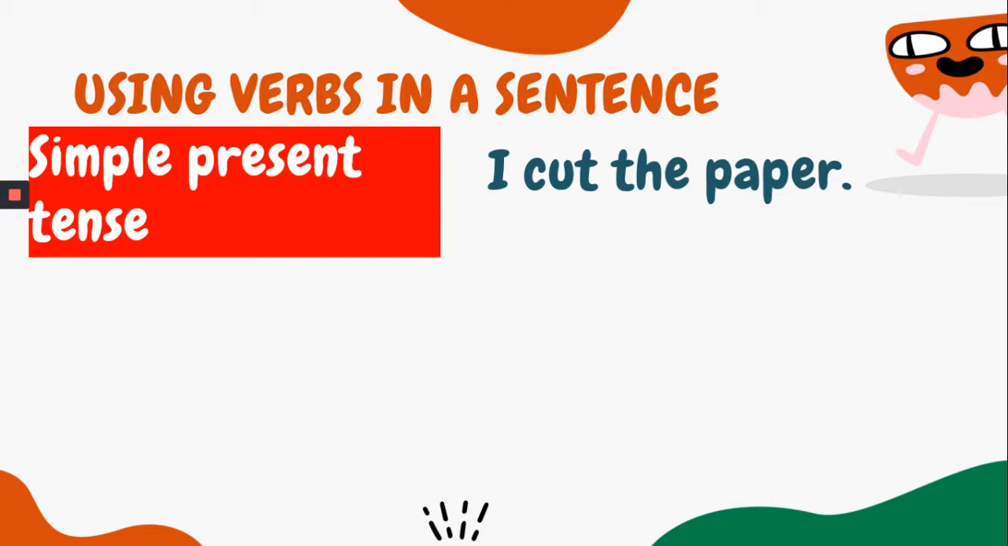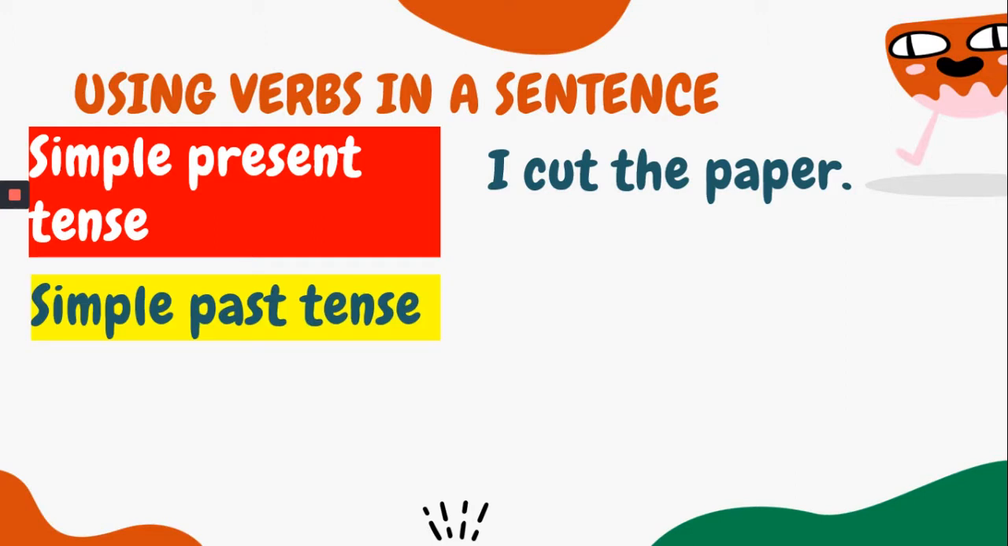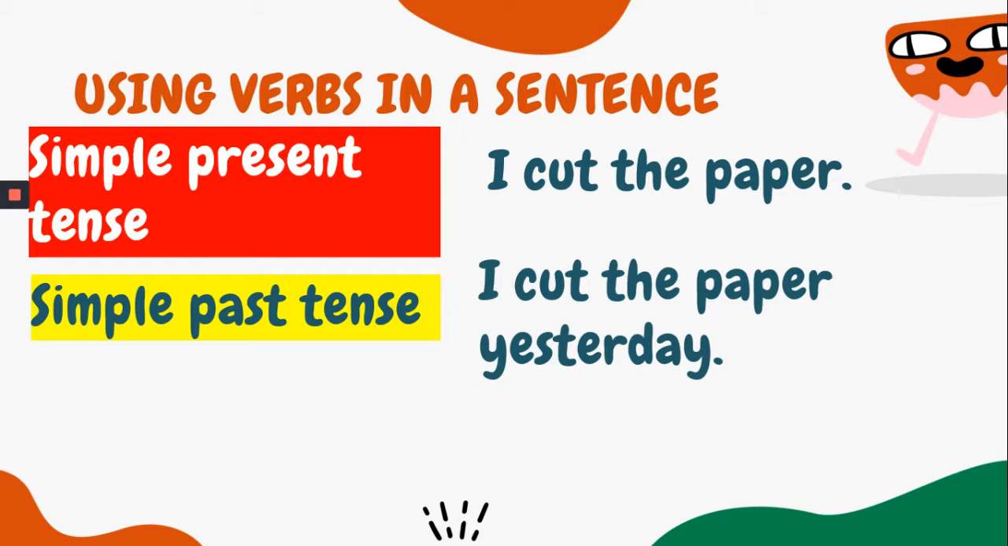This is one of the easiest ones because it doesn't change. So as we see, in the simple past tense, we have I cut the paper. But in this case, you're going to emphasize that you did it yesterday by adding yesterday at the end of the sentence. So you can say, I cut the paper yesterday. By saying yesterday, you indicate that you did it in the past, not now.